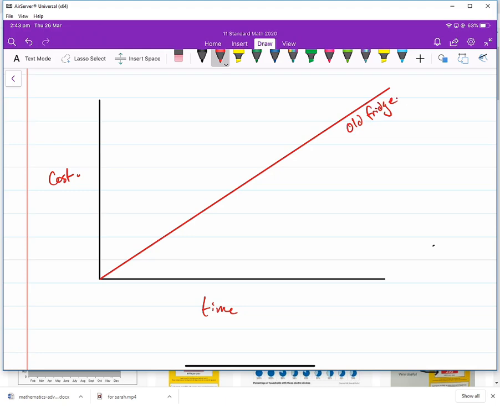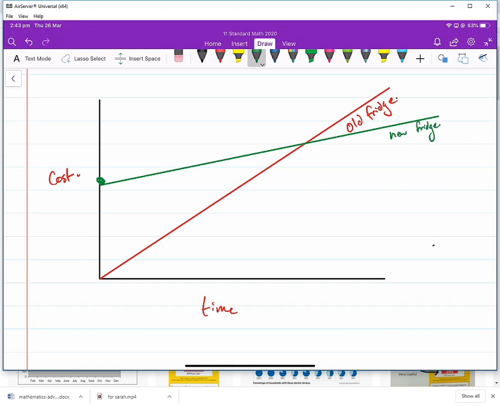Our new fridge, we'll have to go to the shops and buy that new fridge. So it's going to start off up here somewhere. It's going to start off higher. However, because the new fridge costs less money over time, we get a graph that might look like this. It costs less money to run because it's using less energy. So this is our new fridge.